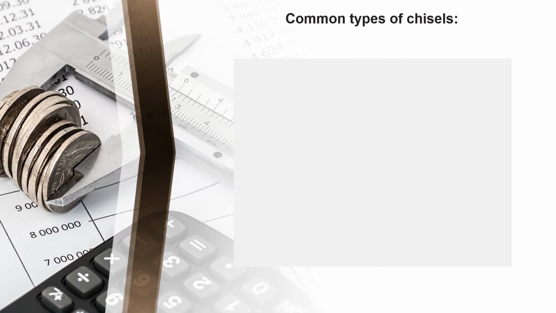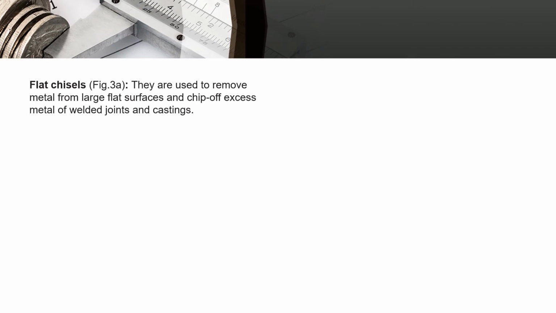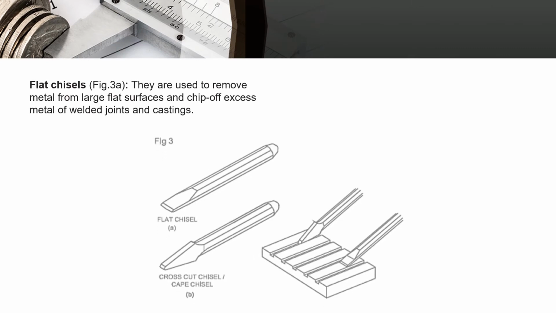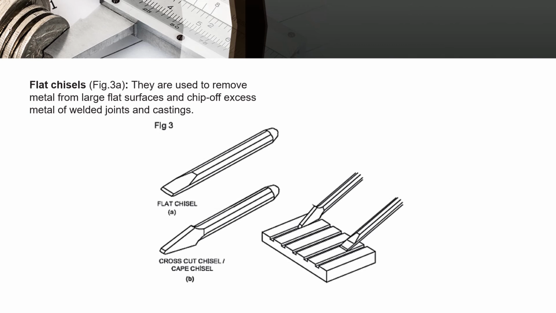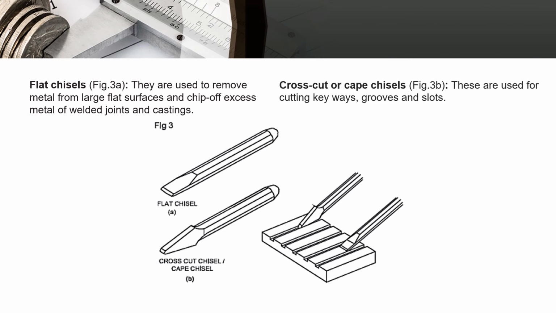Common types of chisels are flat chisel, cross-cut chisel, half round nose chisel, diamond chisel, web chisel. Flat chisels. They are used to remove metal from large flat surfaces and chip off excess metal of welded joints and castings. Cross-cut or cape chisels.